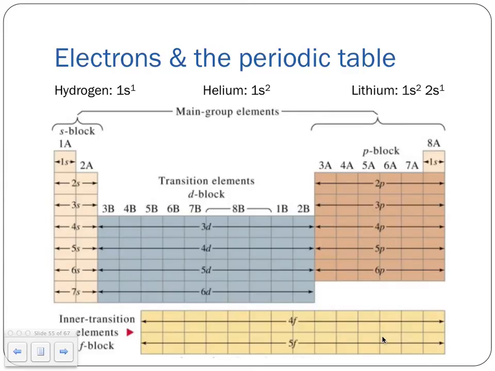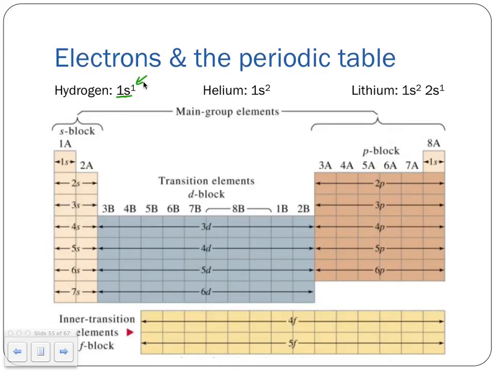Hydrogen. Hydrogen, as we said, has just 1 electron, if you look at the periodic table. And so where's the electron going to go? In the lowest possible energy subshell. So it'll be in the 1s. How many in the 1s? Just 1. So the electron configuration is just 1s1.